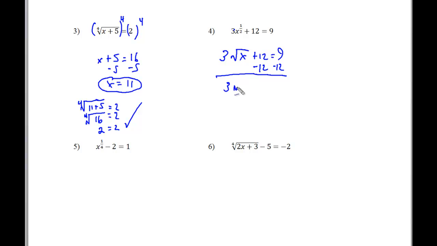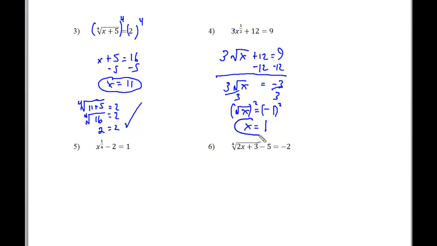So what we have is 3 square root of x is equal to negative 3. Divide both sides by 3 to get the square root of x all by itself, and we have negative 1. If we square both sides, and be careful when you type this in on a calculator, the x is going to be equal to the square of negative 1, which is negative 1 times negative 1, which is positive 1. If you don't use the parentheses on your graphing calculators, you will get the wrong answer.